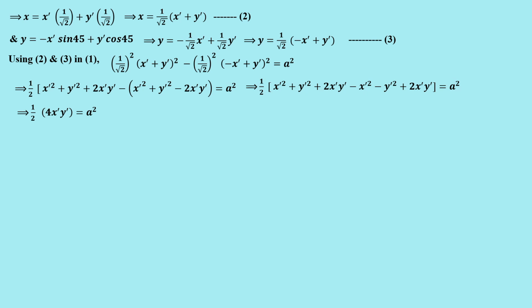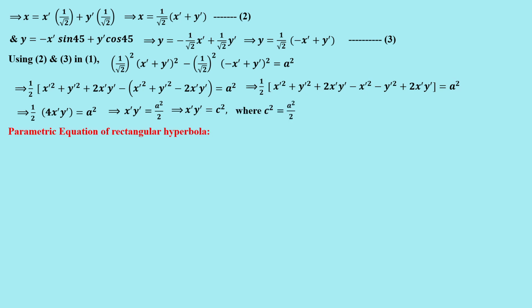So x dash square and y dash square get cancelled, because of minus and plus. The remaining is 4 x dash y dash, so 1 by 2 times 4 x dash y dash equal to a square. Therefore x dash y dash equal to a square by 2. We are taking a square by 2 as c square. So x dash y dash is equal to c square. So this is the equation of the rectangular hyperbola.